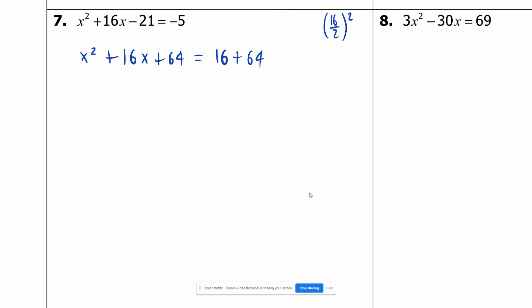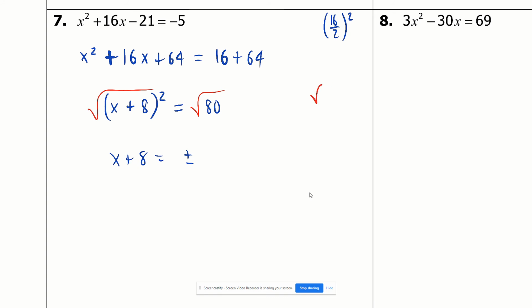Now on the left side, what was the binomial squared that would have given me that? Well, x times x gives me x squared. 8 times 8 gives me 64. And what would that sign need to be for that middle term to be a plus? It would need to be x plus 8 squared. And then that equals 16 plus 64 is 80. So, like we've done the last couple of problems, take the square root of both sides. Because we take the square root of both sides, we add plus or minus to our answer.